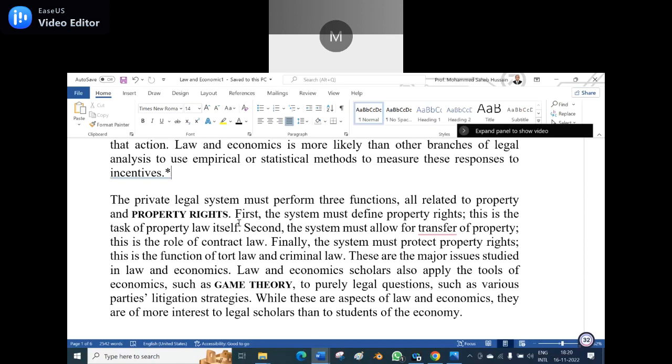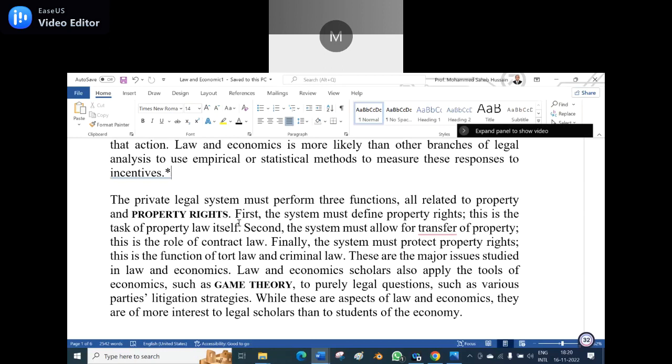See, merely having the property rights is not enough. Am I right? There should be a machinery to protect the property rights also. So these are the major issues studied in law and economics. Law and economics scholars also apply the tools of economics such as game theory to purely legal questions such as the various parties' litigation strategies.